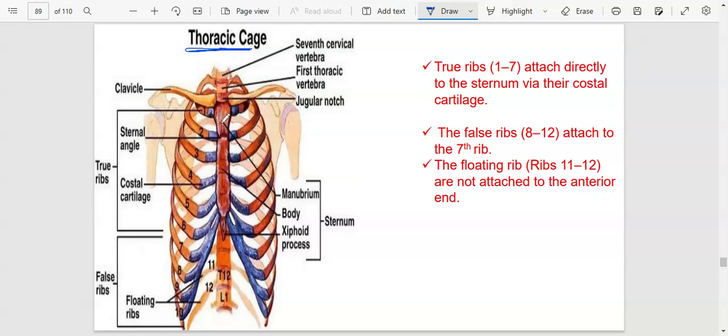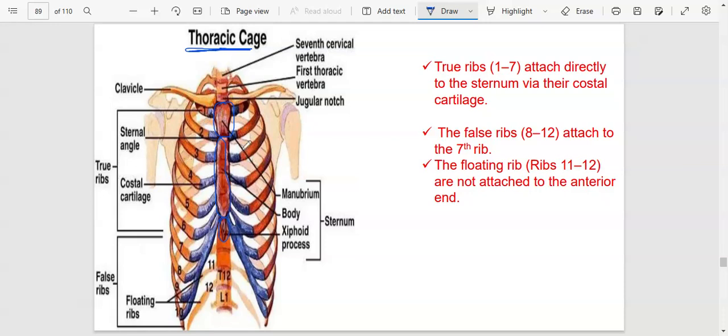So the sternum itself is going to be divided. You have this upper part of the sternum, that is called the manubrium. And then there's this part which looks like a necktie, that is called the body. And then you have the last part, a small part which is pointed. It is called the xiphoid process. Right, so this is the sternum. And to the sternum, that's where ribs are going to attach.